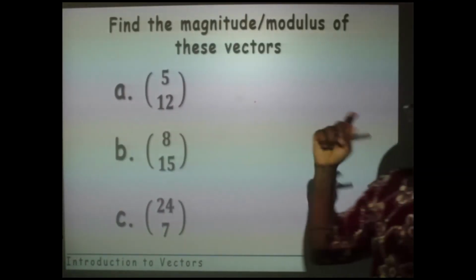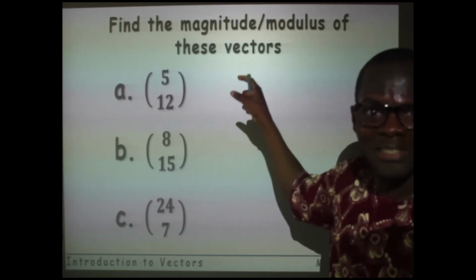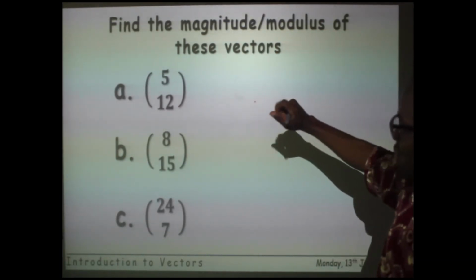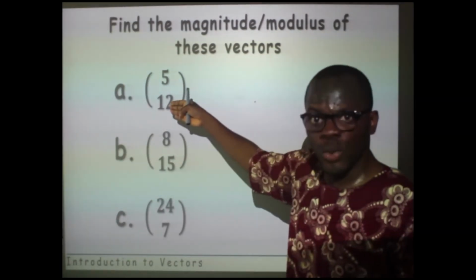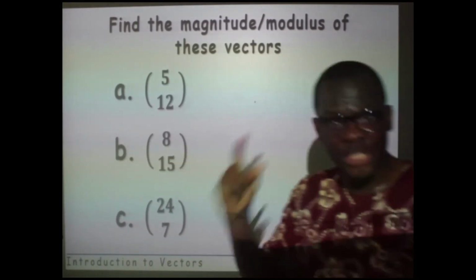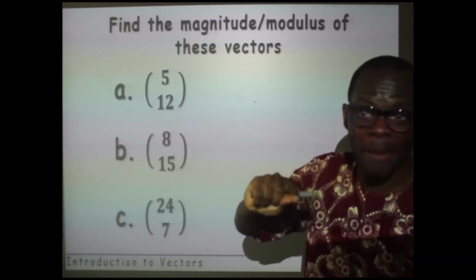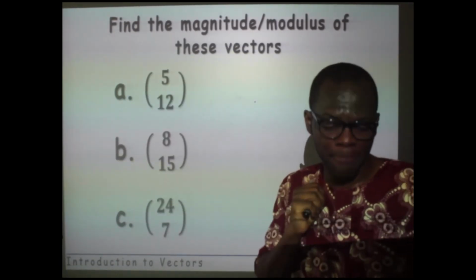Alright, now to wrap up this class, I would like to give you as an assignment finding the magnitude of these 3 vectors: 5, 12; 8, 15; and then 24, 7. So all I need you to do, using the previous example, is find the modulus of each of these and then send your answers to my inbox.